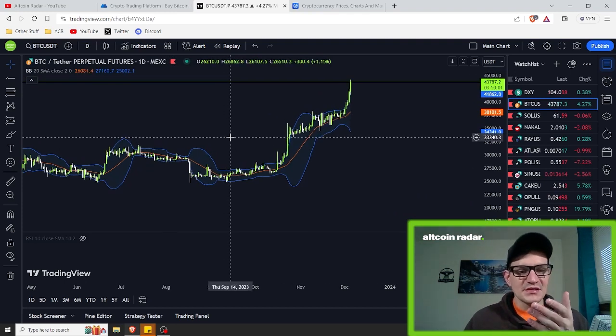Typically what happens in a squeeze is that's when price is consolidating and volume starts to get lower and things just aren't really happening very much, all right?